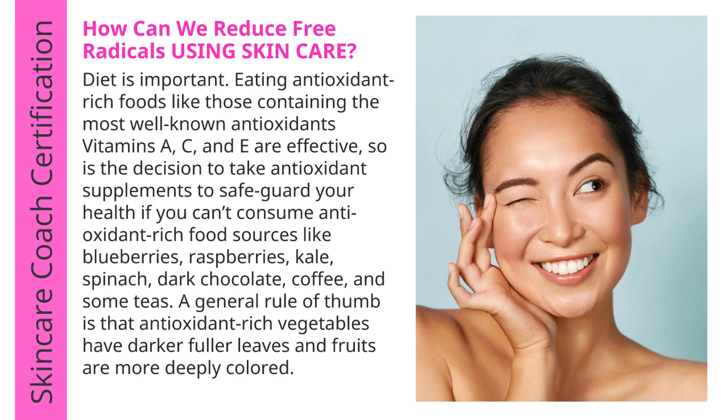Eating antioxidant-rich foods like those containing the most well-known antioxidants, which are vitamins A, C, and E, is very effective. And the decision to take antioxidant supplements to safeguard your health, if you can't consume antioxidant-rich foods like blueberries, raspberries, kale, spinach, dark coffee, and some teas, is really good. And a general rule of thumb is that antioxidant-rich vegetables have a darker, fuller leaf, and fruits are more deeply colored, like raspberries and blackberries and blueberries.